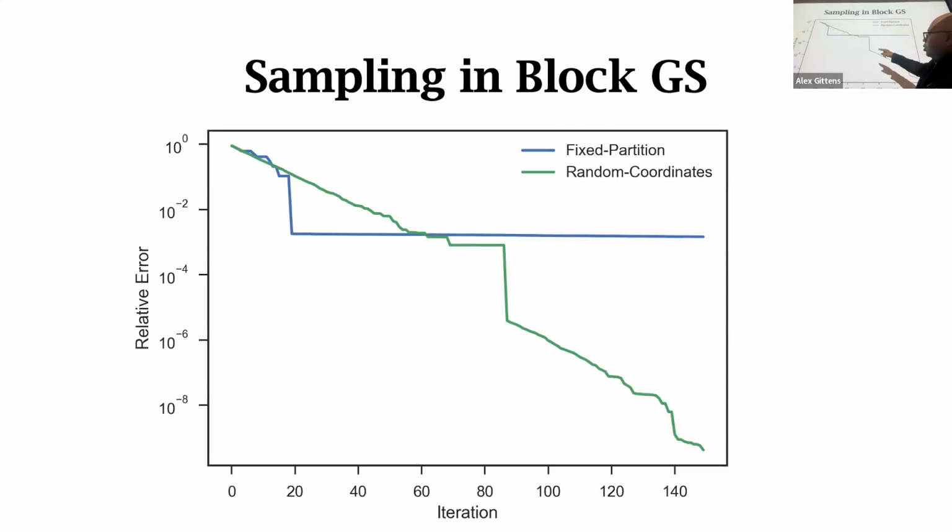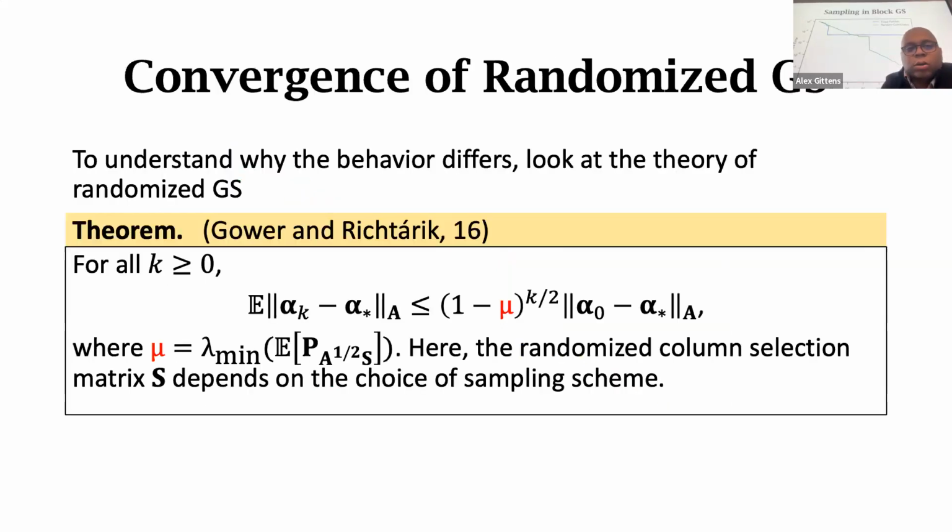If you use random coordinates here, you can see your relative error is going down much faster than if we used a fixed partition. And that's basically because if you think of this as preconditioning, you're using a fixed block diagonal preconditioner in this case, and in this case, you're randomizing that preconditioner, so you're mixing more.